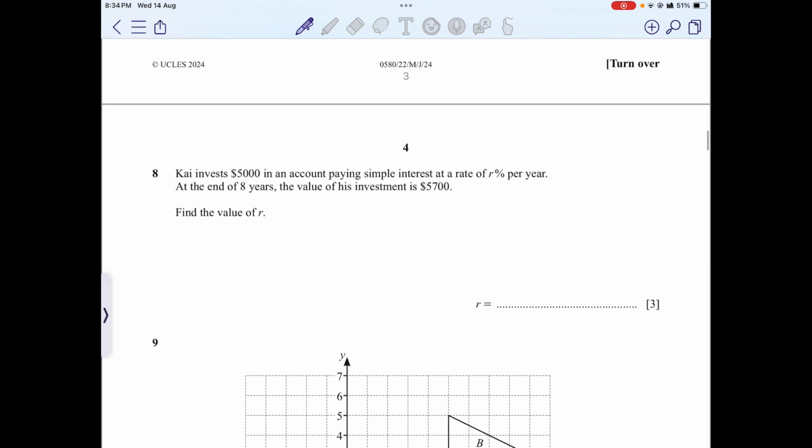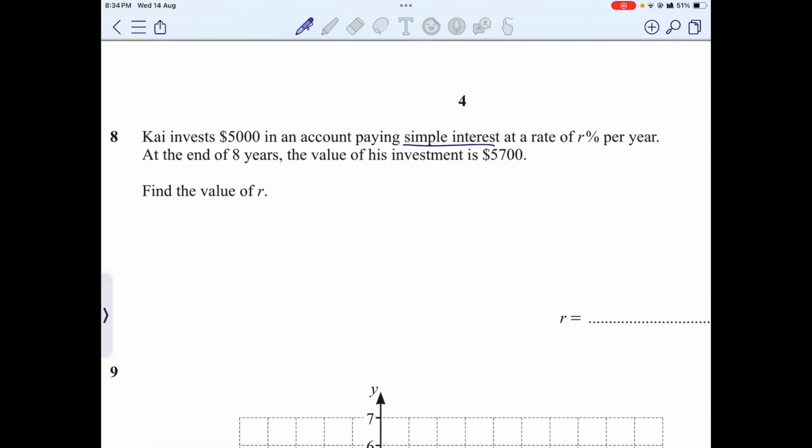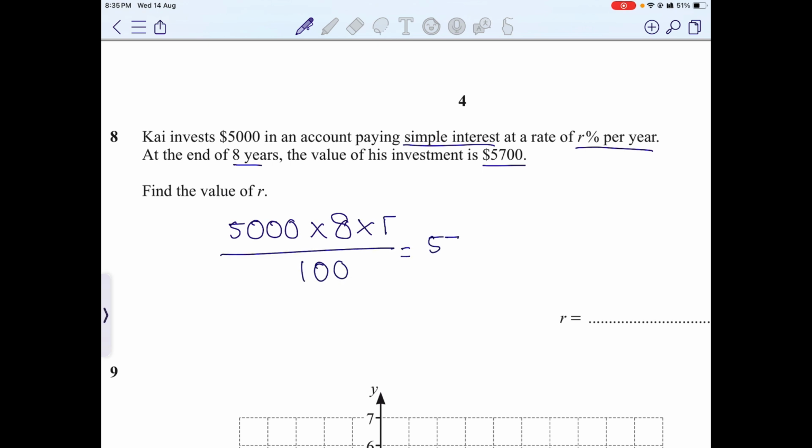Okay. Now Kai invests 5,000 in an account paying simple interest at a rate of R% per year. At the end of 8 years, the value of his investment is 5,700. Now remember, in the formula of simple interest, it's always the interest. So when we take 5,000 initial investment into 8 years into the rate which we don't know, divide that by 100. Now you see the total value is 5,700, but only the return will be 5,700 minus 5,000. So we can say that 5,000 into 8, which is 40,000, times R is equal to 5,700 minus 5,000, which is 700. 700 into 100 would give you this value.